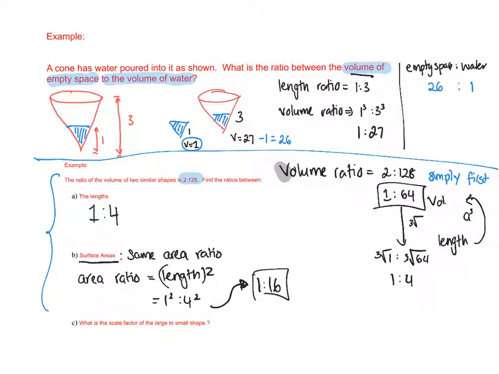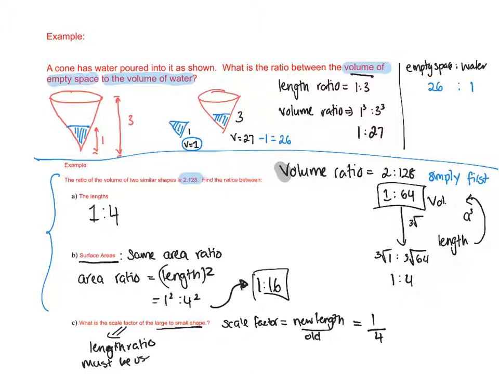Excellent. So what is the scale factor of large to small? If they want large going to small, remember scale factor equals new length over old. So the large is the old, because they said large. So where's our length ratio? It was 1 to 4. So the large is 4 and the new length was 1. So if they ask for scale factor, you need to use the length ratio. Length ratio must be used. Okay?